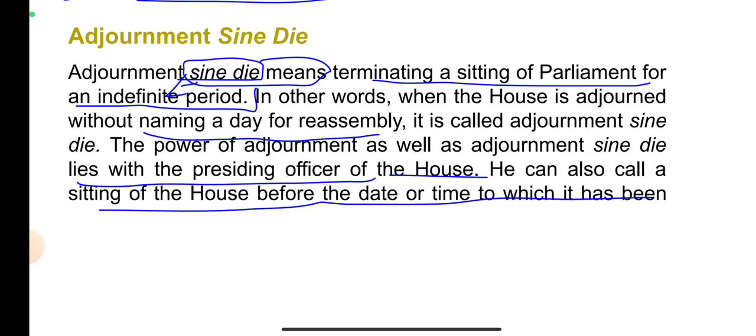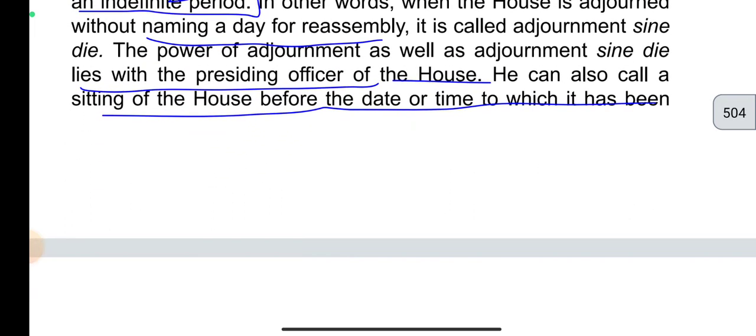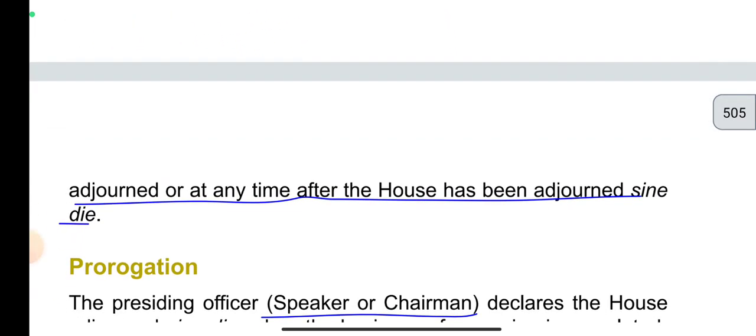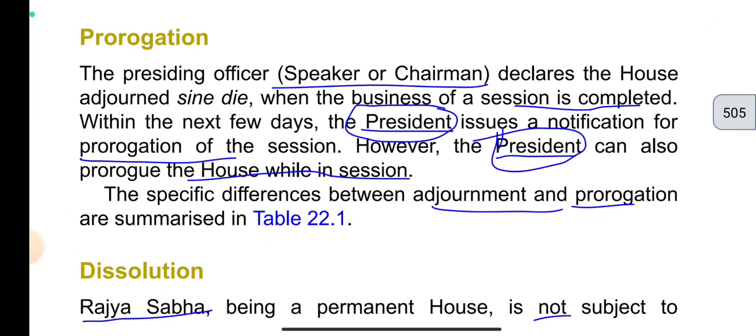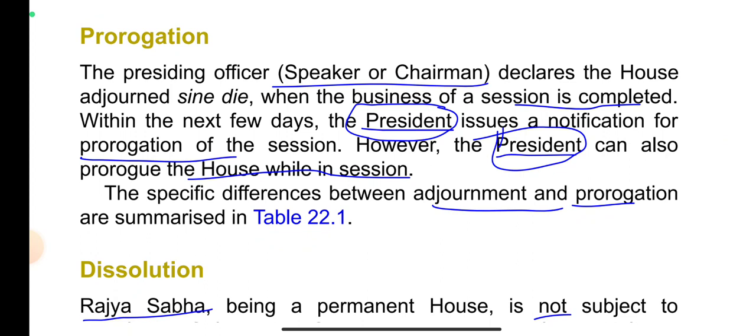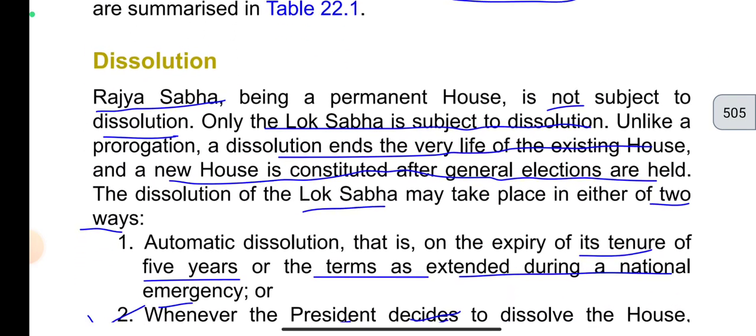He can also call a sitting of the house before the date and time to which it has been adjourned, or at any time after the house has been adjourned sine die. Prorogation. The presiding officer, speaker or chairman declares the house adjourned sine die when the business of a session is completed. Within the next few days, the president issues a notification for prorogation of the session. However, the president can also prorogue the house while in session. The specific differences between adjournment and prorogation are summarized in table 22.1.